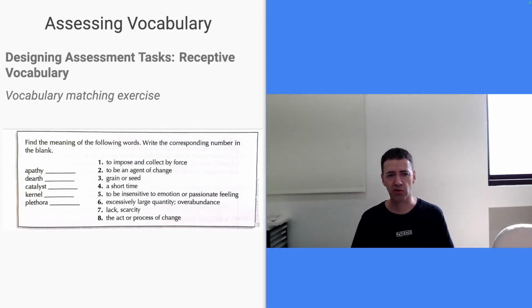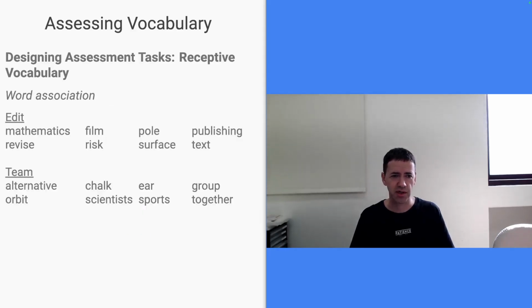Okay, and then you can also do vocabulary matching. You'll notice in this particular example that they have 5 words, but 8 choices. This will help eliminate guessing by your students. Okay, then the next one they have is word association.